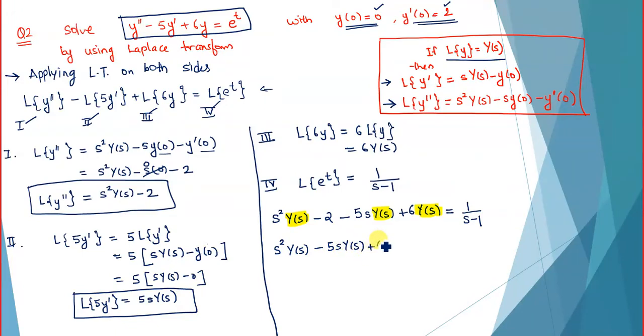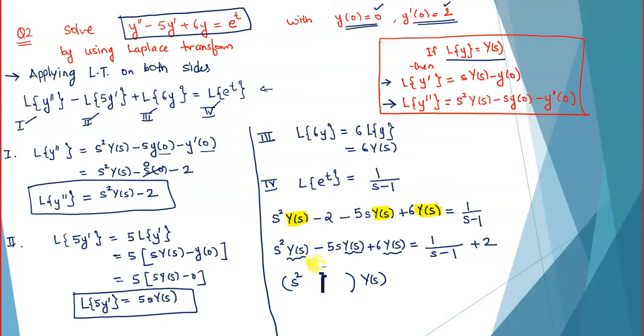So this is how it becomes s square Y of s minus 5s Y of s plus 6 Y of s equal 1 over s minus 1. This is minus 2. When it goes to the other side, it becomes plus 2. Okay, then here Y of s is common. Take it as a common factor. So what you are left with here from here?